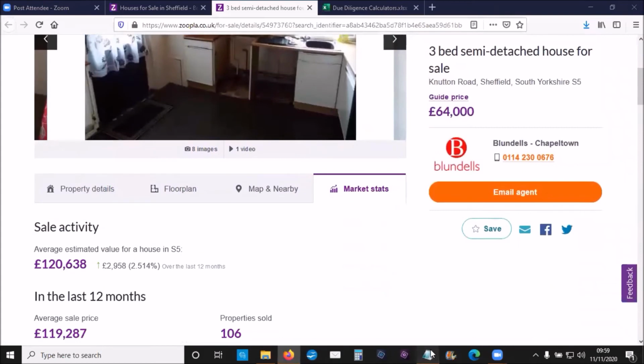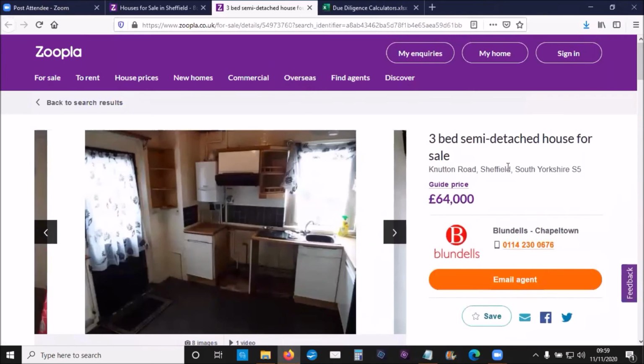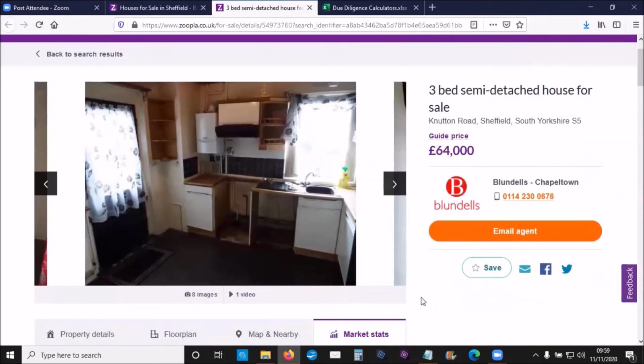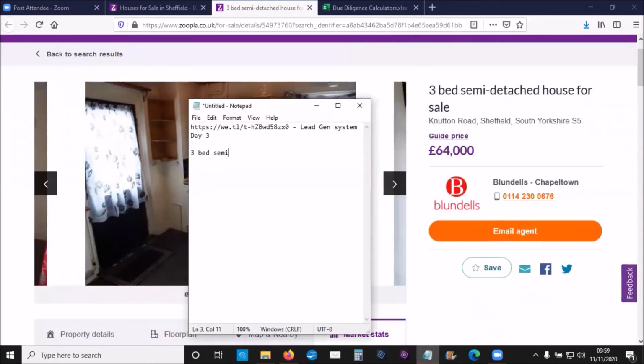Okay, so open up or use a piece of paper, doesn't matter. What we're gonna do here is this property is, what's the name? Oh, it's here. It is a 3-bed semi, Norton Road. Guide price doesn't necessarily mean the price that the buyer will accept.